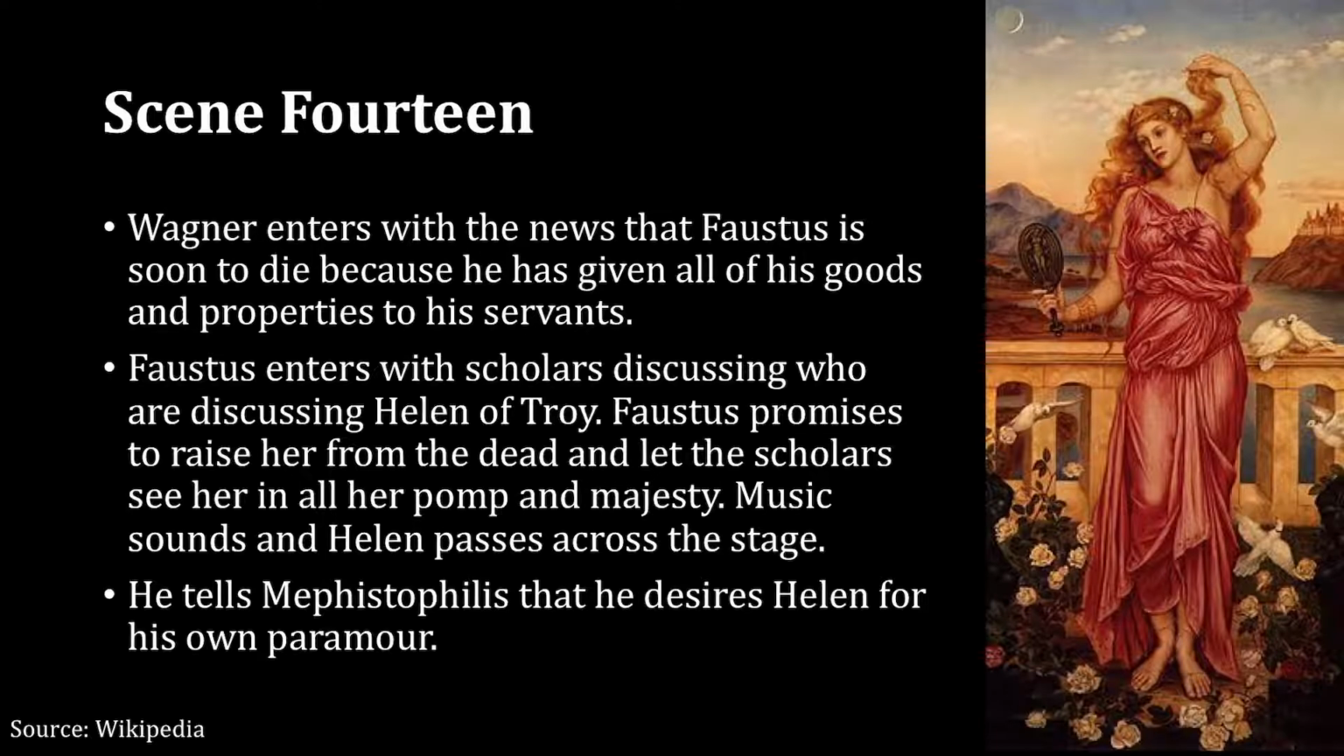In scene 14, Wagner enters with the news that Faustus is soon to die, and he's given all his goods and properties to his servants. Faustus enters with scholars discussing Helen of Troy, and he promises to raise her from the dead and let the scholars see her in all her pomp and majesty. The music sounds and Helen passes across the stage, and we do indeed see her beauty. He then tells Mephistopheles that he desires Helen for his own self, for his love.